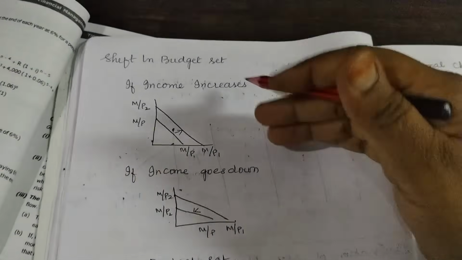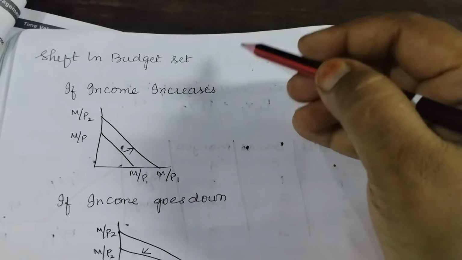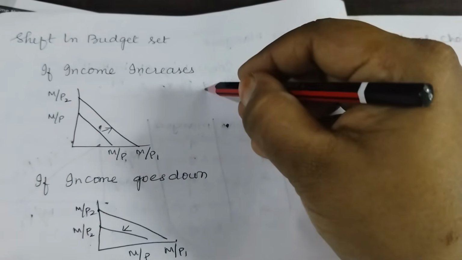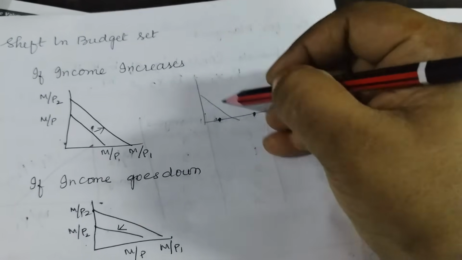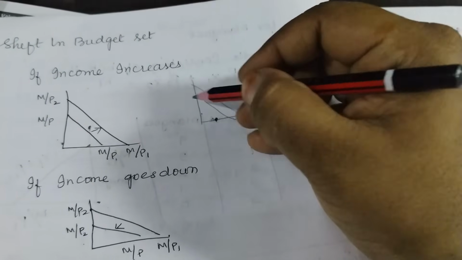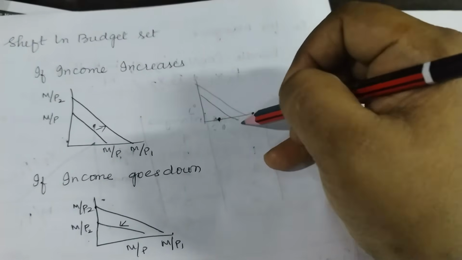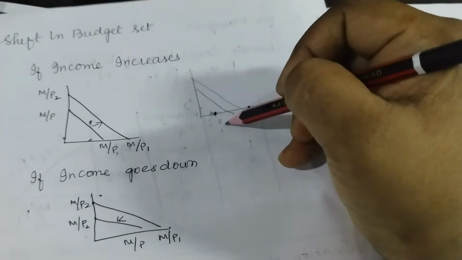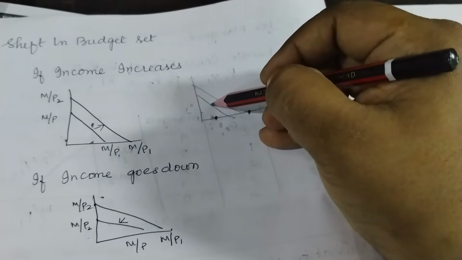Next, we'll understand shift in budget set. There is a chance for the shift in budget set, especially if income increases. If income increases, automatically the budget will increase. Before it was 100 rupees for 50-50. Now income increases, so he is able to afford more, then he'll go for 100 and 100. So automatically the budget line shifted.